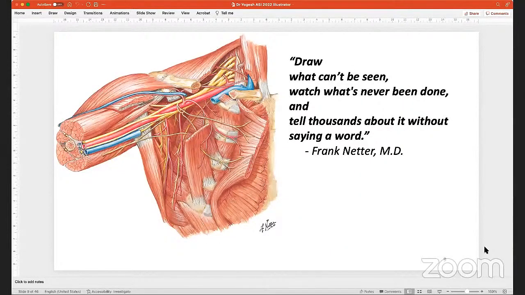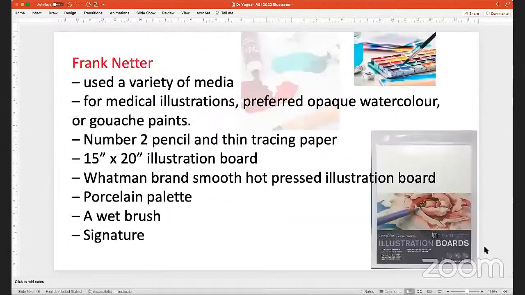What Netter used to say was: draw what we can't see, watch what has never been done, and tell thousands about it without saying a single word. These illustrations need not have any explanation. The illustration itself explains everything.